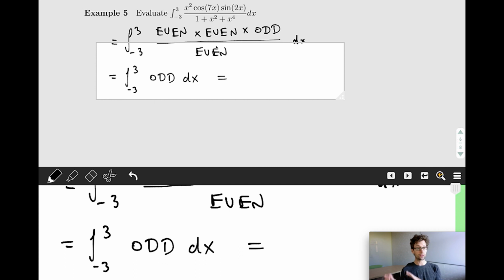So I know that the integral from 0 to 3 will exactly cancel the integral from minus 3 to 0, so this thing has to be equal to 0. So I don't even need to do that integral, I just know from the symmetry of the functions involved that this integral has to be 0.